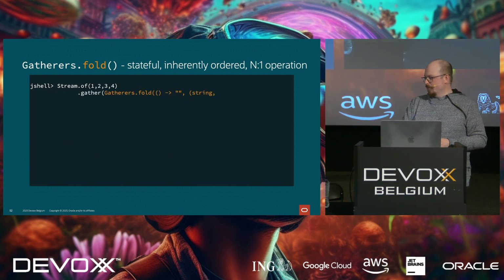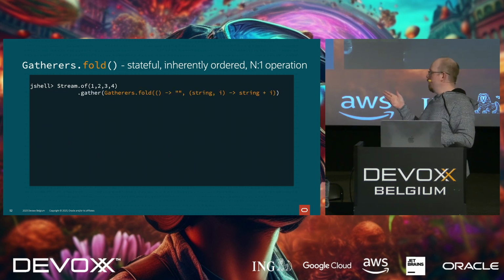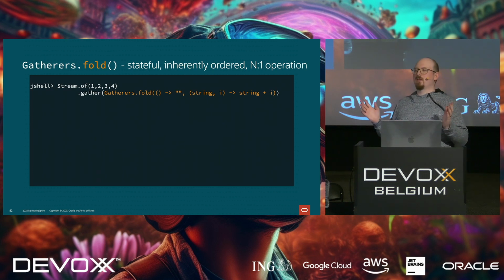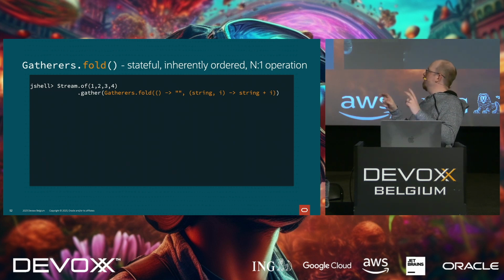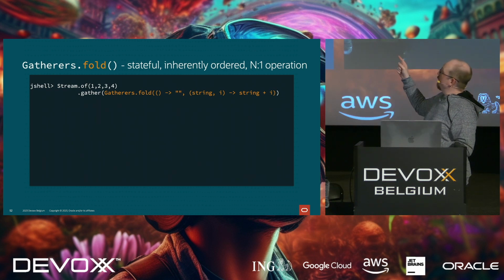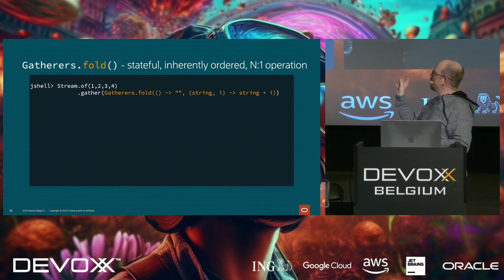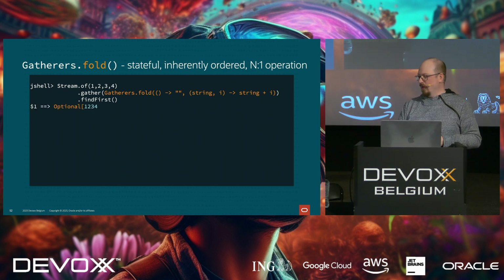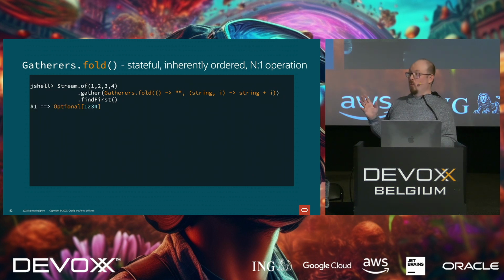So what does it do? Let's say that we have a stream of 1, 2, 3, 4, and we want to convert that into a string representation of the elements. We give fold a supplier of the initial state, which is, in this case, the empty string. Then for each element, we get our current state, which is a string, and the next element, which is an integer, and we do string concatenation on that string with the integer. So if we do findFirst on this, we get an Optional of the string "1234".